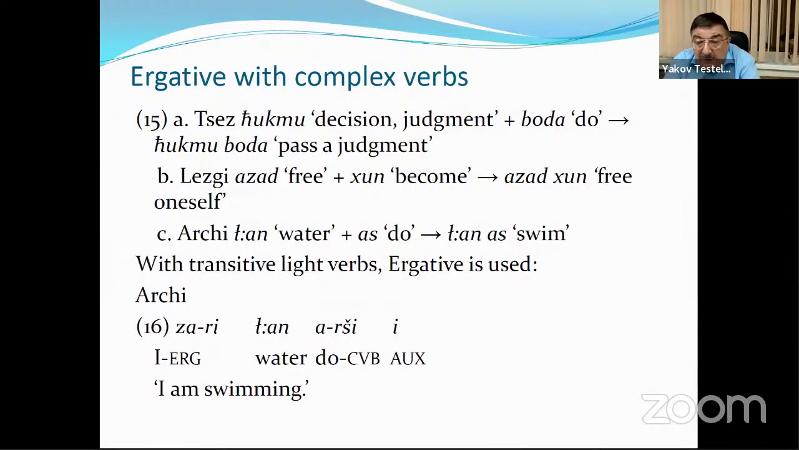But with transitive light verbs, ergative is used. So in Archi, it's 16, Zari shan archi, I'm swimming. I'm doing water, literally.